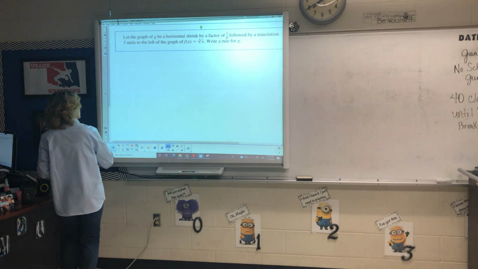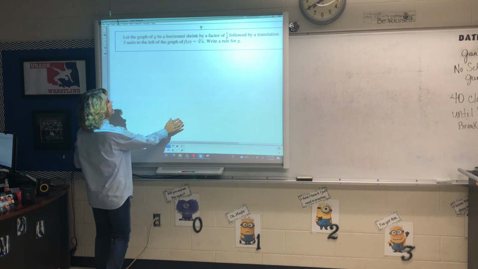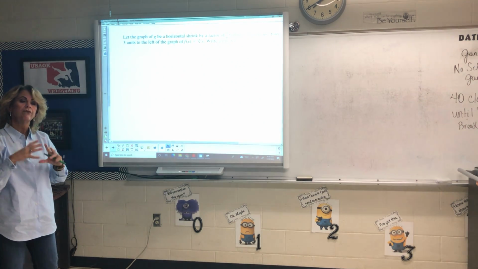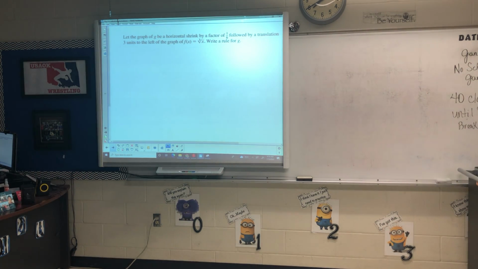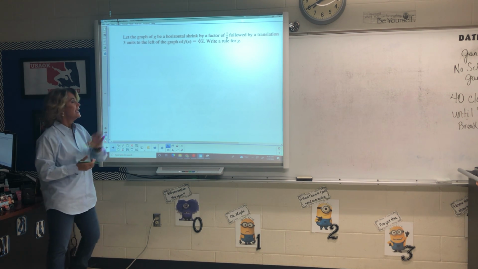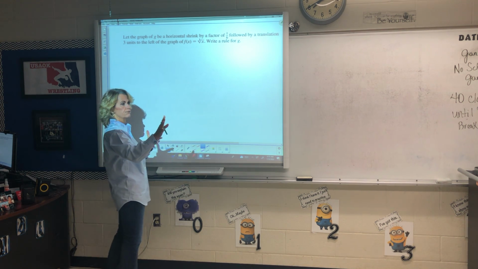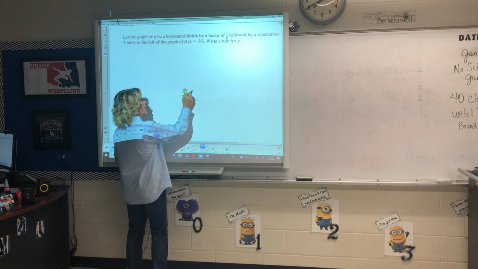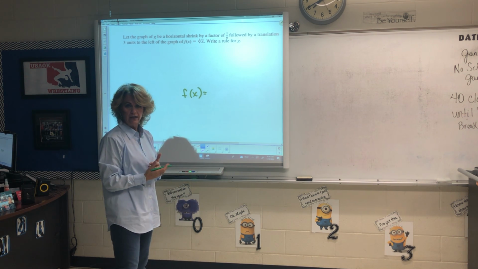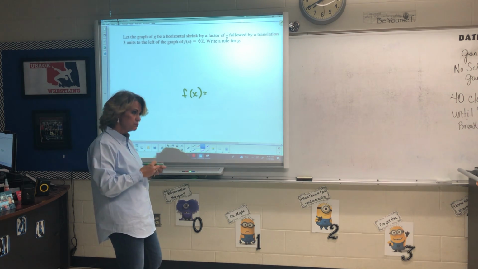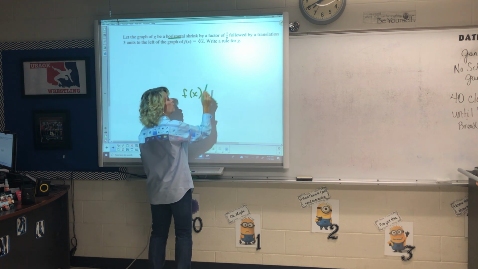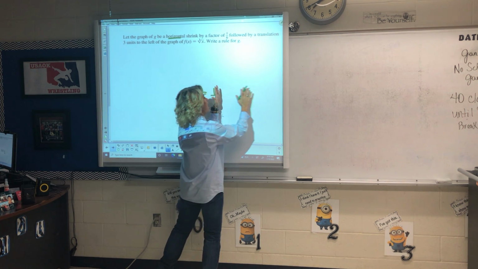All right. So if I look at this one right here, let the graph of G be a horizontal shrink. Let's talk about the horizontal. We're used to vertical. If this had talked about vertical, and I'm going to make up something, I'm going to say f of x equals, and then we have a vertical shrink. That means my y values get smaller, yes? A vertical shrink of 1/6. Then I would have 1/6 times whatever.